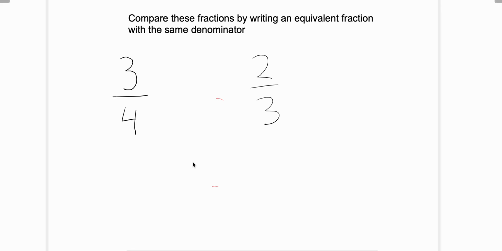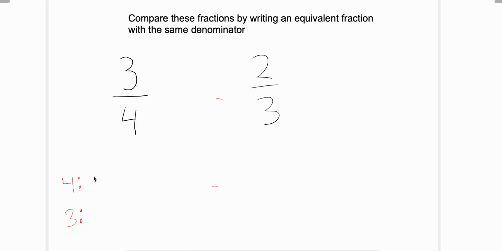Okay, these are the steps. You are going to write the multiples of both denominators, and you are going to find the least common multiple between the two. So let's go ahead and write the multiples of 4 and the multiples of 3. Multiples of 4 over here, and multiples of 3. As soon as we find a common multiple, the least one ideally, it can be any common multiple, but ideally you want the least one.